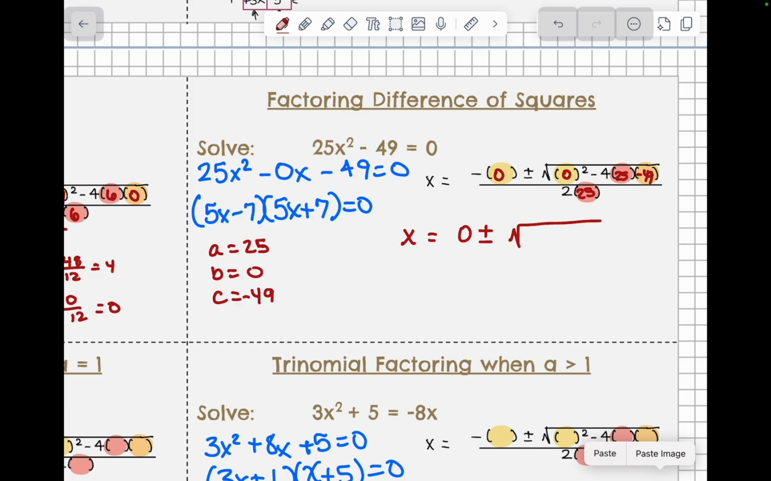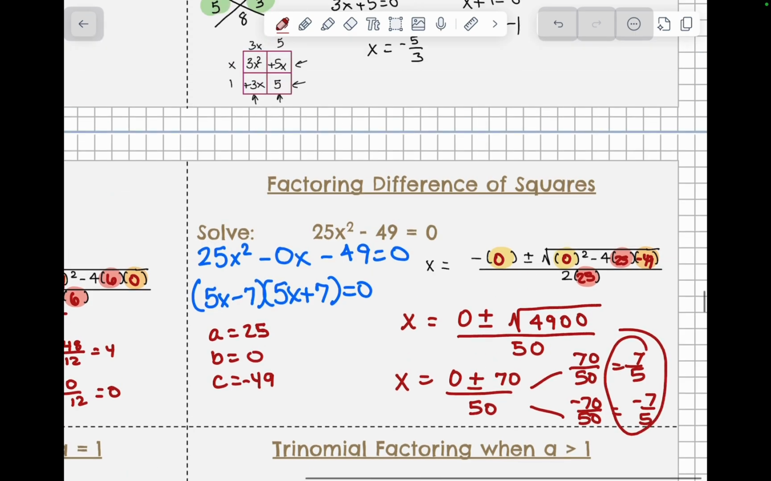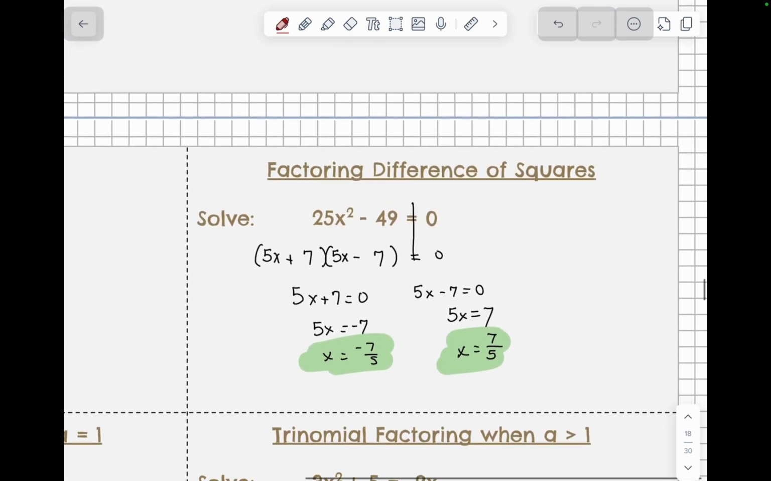is 4,900. And all of that is over 50. And then the square root of 4,900 is 70. So we get 0 plus or minus 70 over 50. So we get 70 over 50, or 7/5 as one solution. And we get negative 70 over 50, or negative 7/5 as our other solution. And you can see that that's exactly what we got here when we did it by factoring.